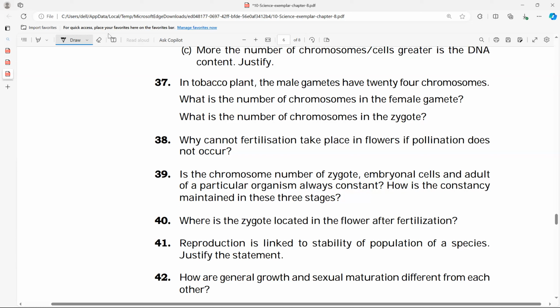In tobacco plant, male gametes is going to have 24 chromosomes. What is the number of chromosomes in the female gametes, and what is the chromosomes in zygote? Sir, the female will have 22. Why 22? The female will have 24 chromosomes, and the zygote will have 48.